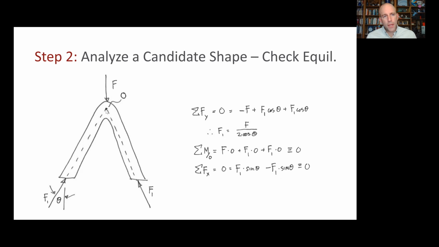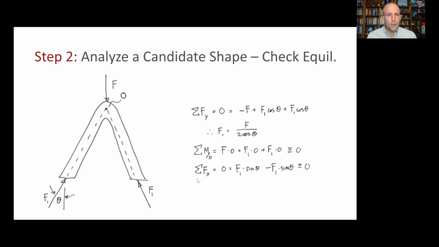And it turns out that if we pick this point up here, all 3 forces pass through it. So we see that the lever arm for each one is 0, and the sum of the moments about that point is always 0 if we've chosen the correct line of action of our reaction forces.